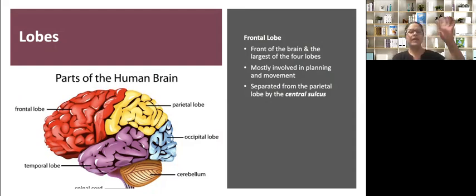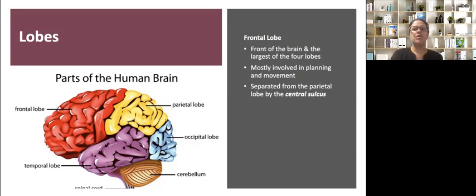So it's all that curvy part, what we think of when we think of a brain, right? With all the curvy, loopy parts and all the crevices. That is the cerebral cortex. And within that, there are four main lobes: the frontal lobe, the parietal lobe, the occipital lobe, and the temporal lobe.